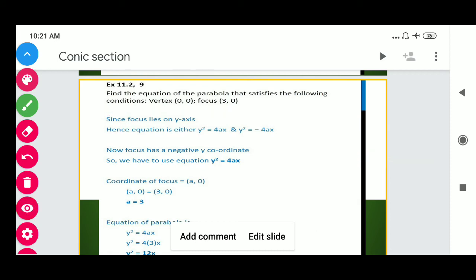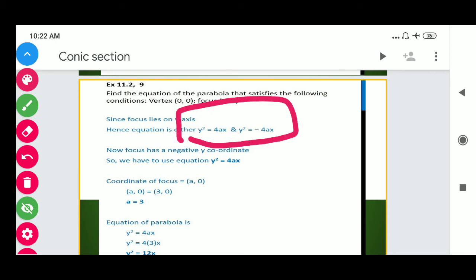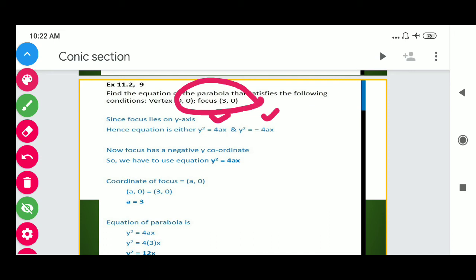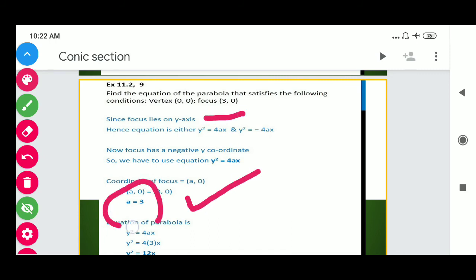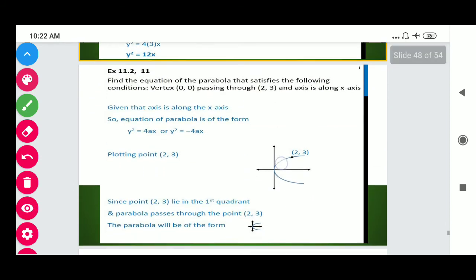So hence the equation of the parabola is either y square equals 4ax or y square equals minus 4ax, but you have to decide which one is correct. Because the focus lies on the positive side of the x-axis, its equation must be y square equals 4ax. Now the coordinate of focus is (a, 0), so on comparing with (3, 0) we get a equals 3. By putting the value of a we get the answer, y square equals 12x. This is very easy.